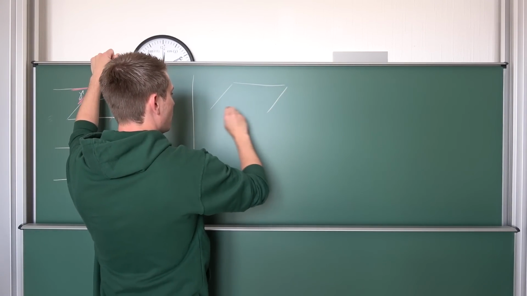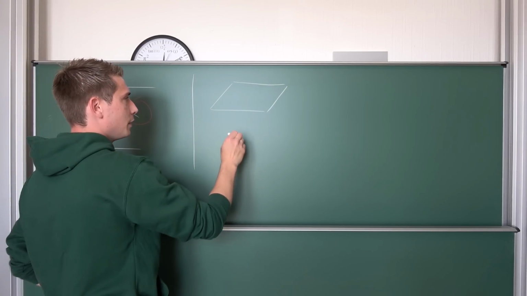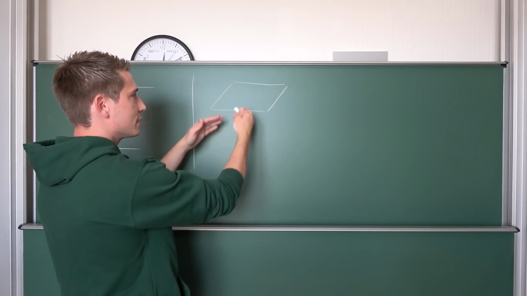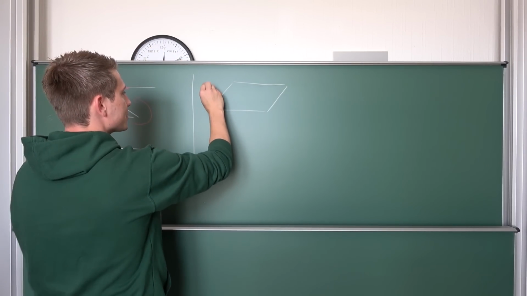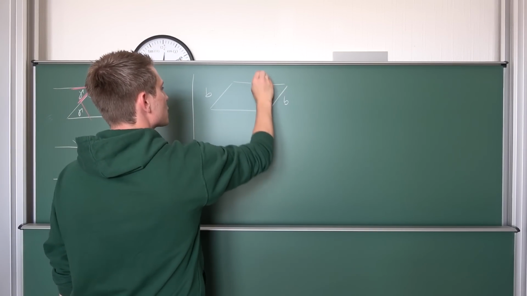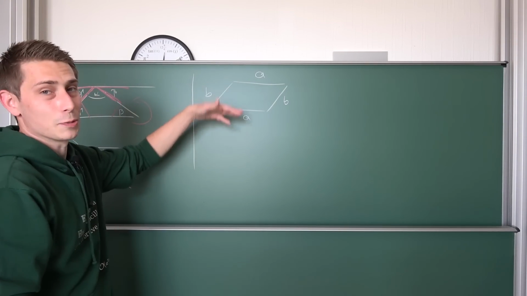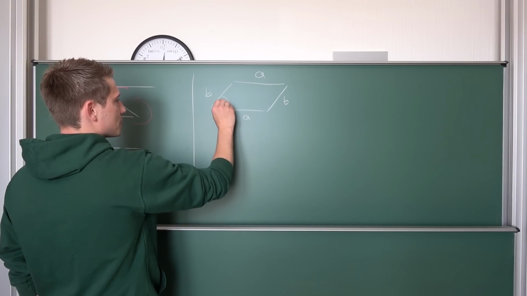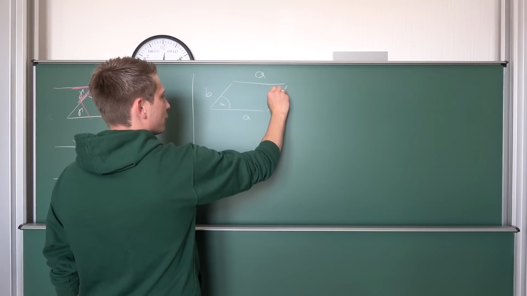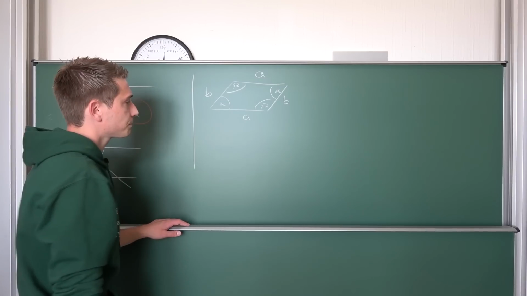A parallelogram has a nice property that the opposite sides are always parallel, and due to them being parallel, they also have the same side lengths. So this is B, and this is A, and this is A. And also as a consequence, in the opposite corners, we have the same angles: alpha, alpha, and beta, beta.